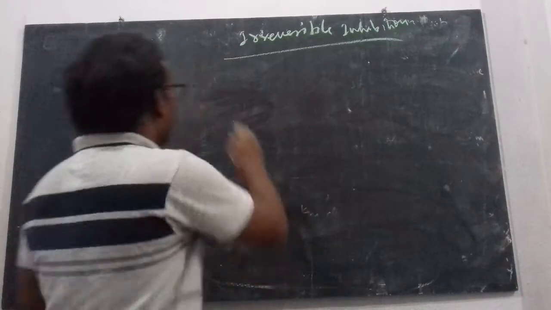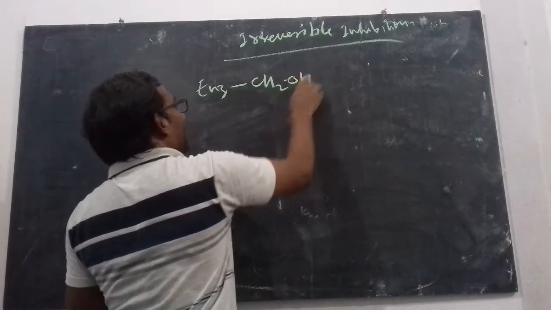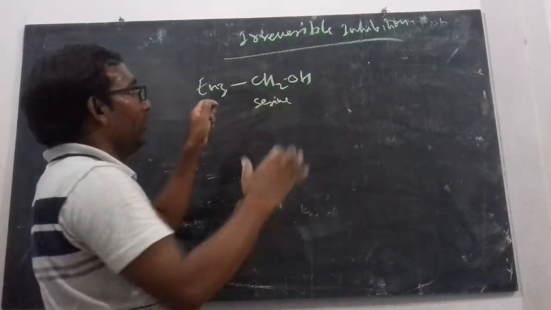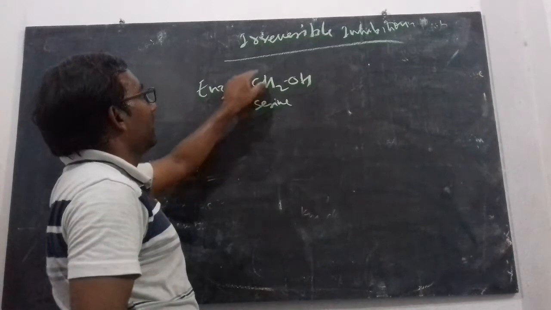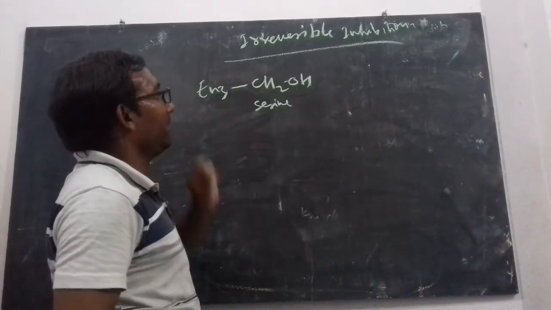Suppose this is the enzyme, and the enzyme has a CH2OH group of serine. Serine has a CH2OH functional group, the functional group present here is OH, CH2OH actually. So this is the enzyme.